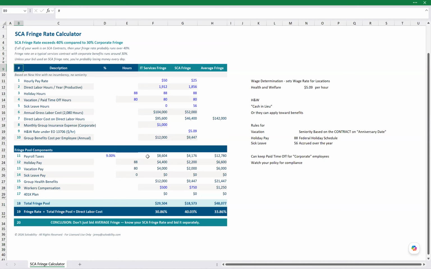So down at the bottom, I'm going to show you how to calculate a fringe rate. I take payroll taxes, which is 9% of the 95,600. I take 88 hours a year times $50 an hour. That's 4,400. Vacation is only 80 hours a year because I'm just assuming this is a brand new person and they walk in the door and I only give them 80 hours because that's my policy. They don't get any sick leave.